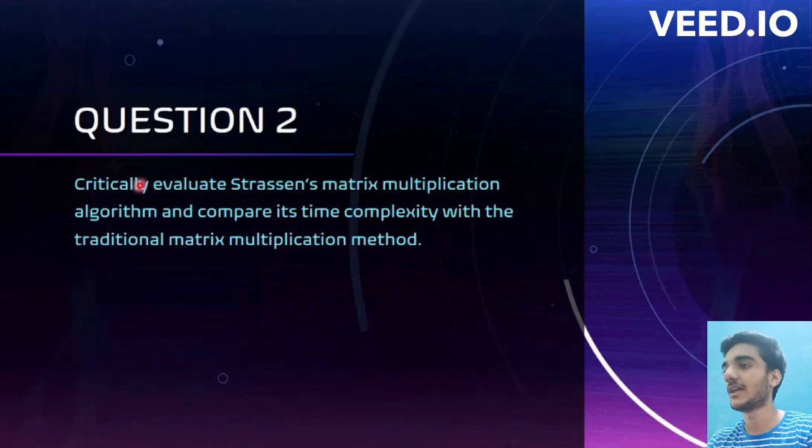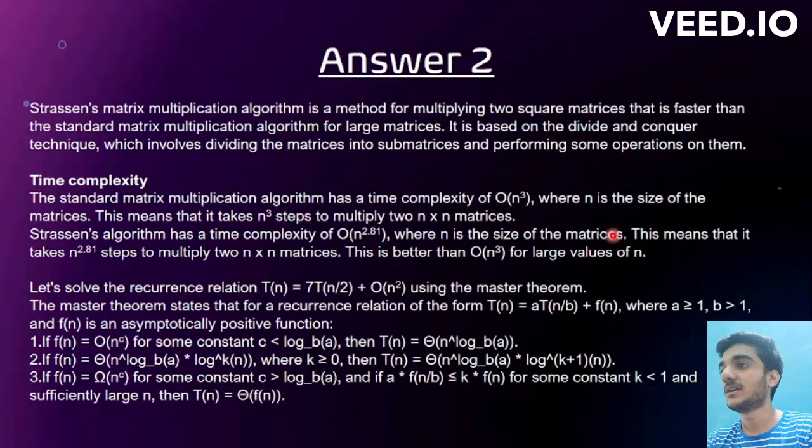Question number 2. Critically evaluate Strassen's matrix multiplication algorithm and compare its time complexity with the traditional matrix multiplication method. Strassen's matrix multiplication algorithm is a method for multiplying two matrices that is faster than the standard matrix multiplication algorithm for large matrices. It is based on the divide and conquer technique, which involves dividing the matrices into submatrices and performing some operations on them. The time complexity is represented by the recurrence relation T(n) = 7T(n/2) + O(n^2), which can be solved using the master theorem.